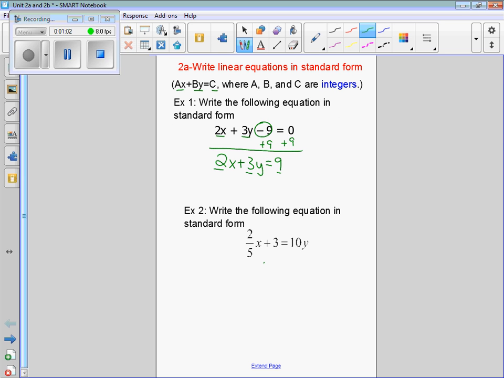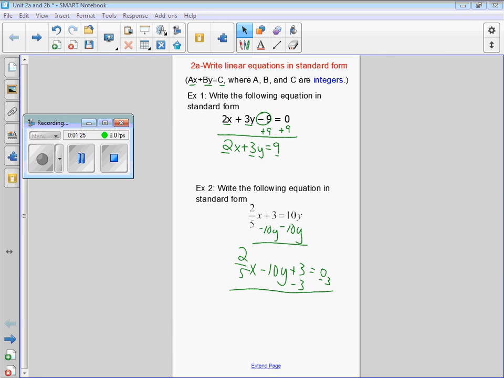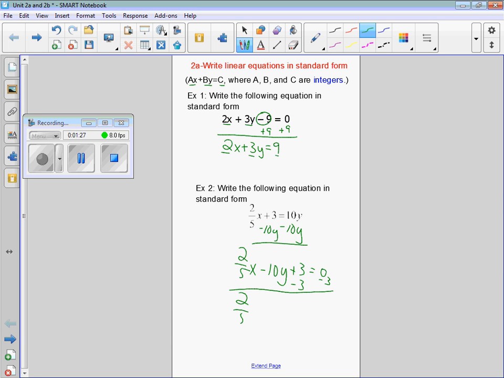So next one, we have to get the x's and y's on the same side, so I'm going to subtract 10y. I have 2/5 x minus 10y plus 3 equals 0. Could have moved the 3 right away if you wanted. We have 2/5 x minus 10y equals negative 3. Just need to get rid of the fraction.